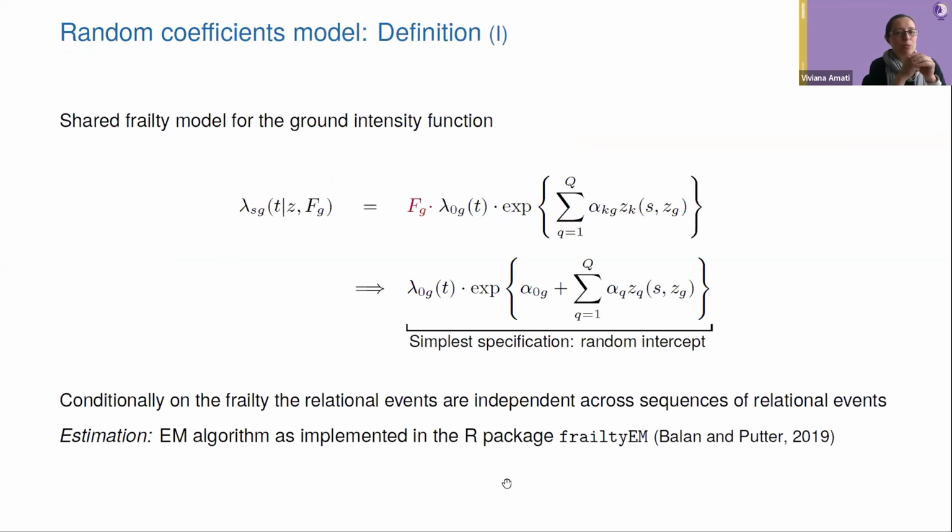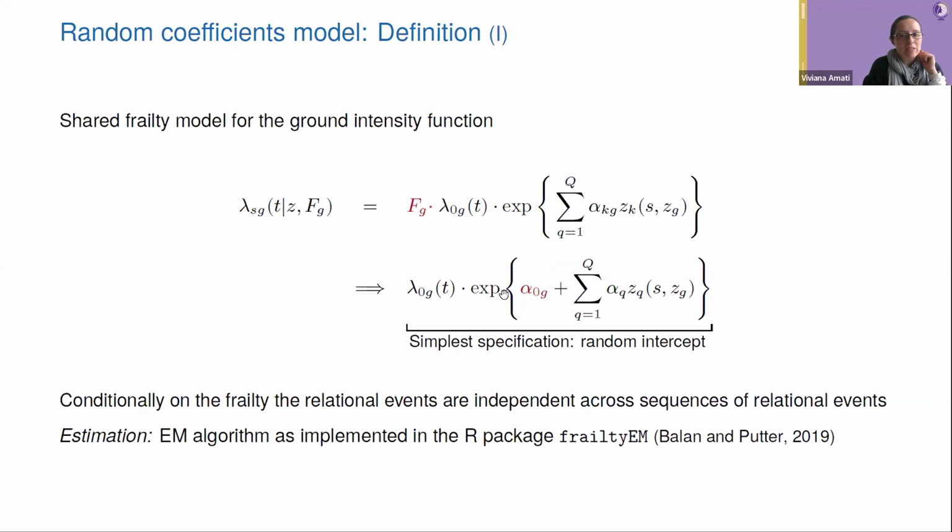The approach that I'm going to quickly introduce today is a model based on random coefficients. And if we want to model the different propensity of actors to create ties based on the group to which they belong, then we can use the shared frailty model for the ground intensity function. Here what we do is include a frailty. A frailty is just a latent factor that we include in the ground intensity function that allows us to control for differences in groups. And this frailty, in the simplest specification, can be added by including an intercept term.